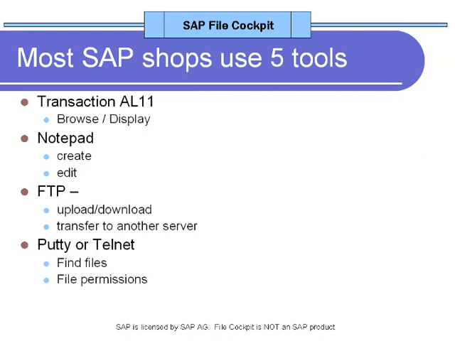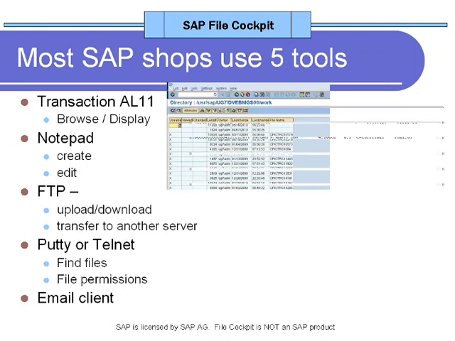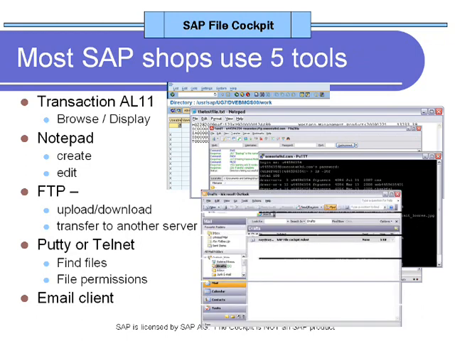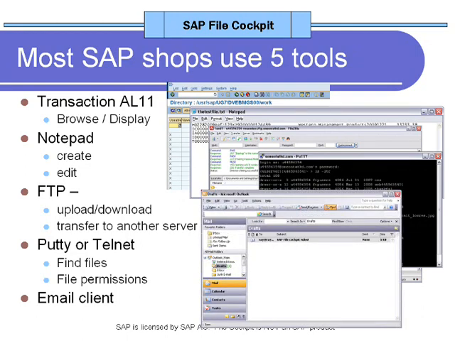A PuTTY or a Telnet client is often used to provide shell access so that users can find files or review file permissions or move entire directories. An email client is needed, such as Microsoft Outlook or Lotus Notes, in order to email files outside of the company. There you are, 5 separate applications that, if you look at a lot of developers, they're probably going to have open on their desktop. We're going to show you why the File Cockpit will eliminate the need for all 5 of those at once.